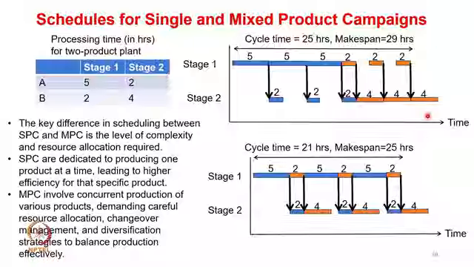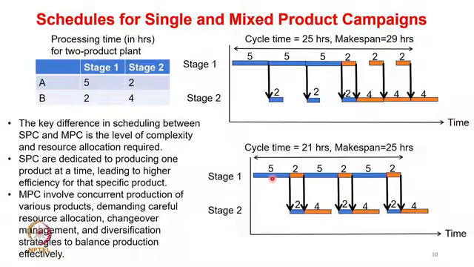So, as a result, what would happen? Your equipment would be idle, and will only come after 25 hours, and the makespan happens to be 29 hours. Up till here each of them would be under operation, and overall time would be from here to here, which corresponds to 29 hours. So, now look at a different strategy.